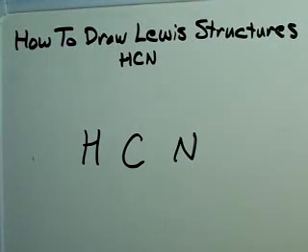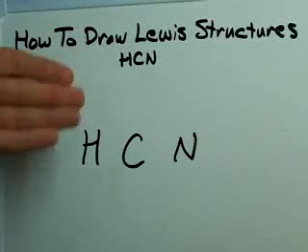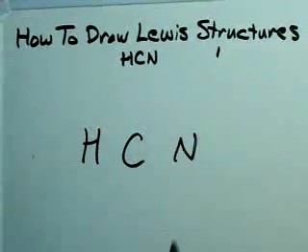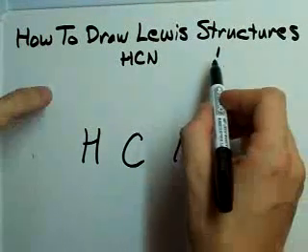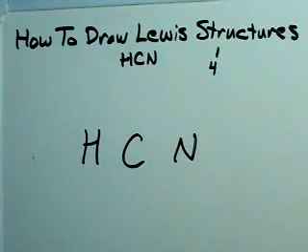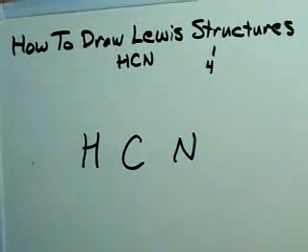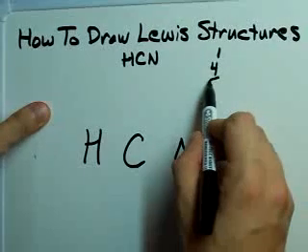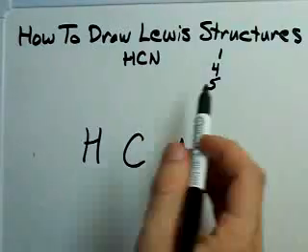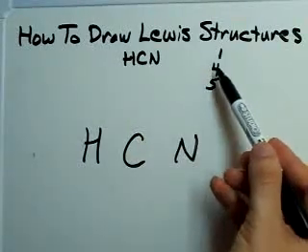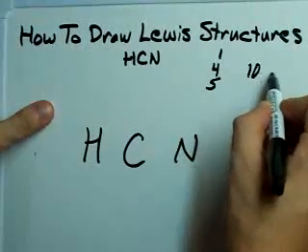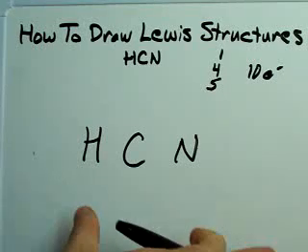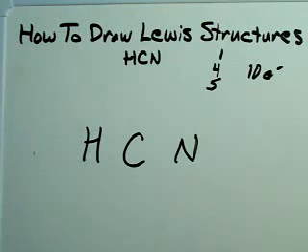Step 2 is to count the number of valence electrons that HCN has. Hydrogen has one valence electron because it's in the first group. Carbon has 4 valence electrons because it's in the fourth group if you don't count the transition metals. And nitrogen carries with it 5 valence electrons. In total, this molecule then will have 1 plus 4 plus 5, or 10 valence electrons, which means we have 10 electrons to move around this molecule in order to satisfy the next few steps.